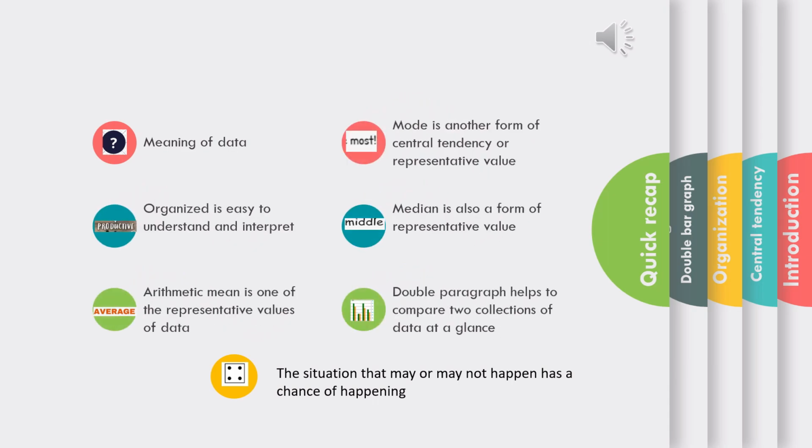A quick recap. What we have learned in this chapter is the meaning of data, followed by when we organize data, we are able to calculate the central value or representative values of a given data, that is mean, median and mode. And finally, we have learned how to interpret or present a double bar graph or do comparison of two sets of values. Then the last step is to find the probability or the chance of an event occurring.